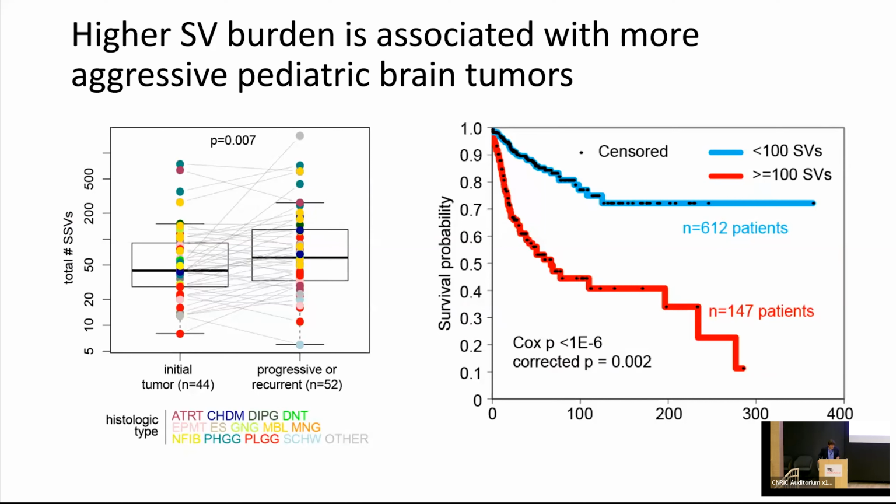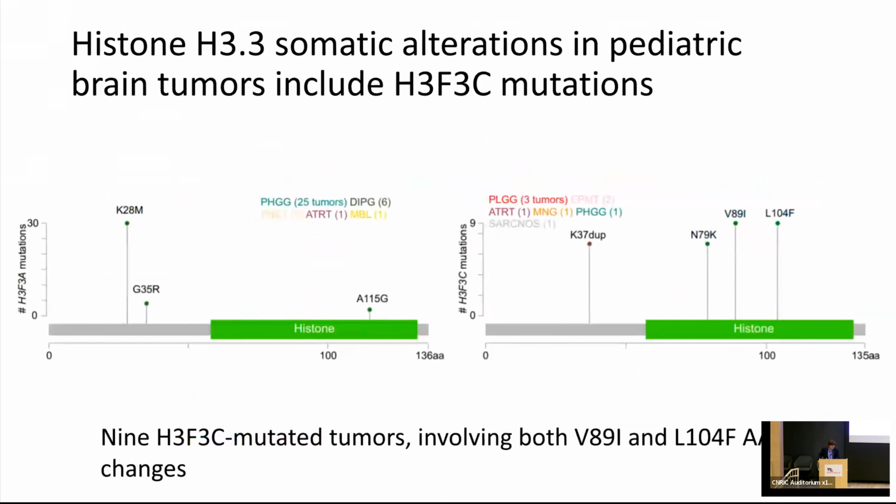And on the right, we find that those patients for which their tumors had a high number of SVs detected tended to have a much worse overall survival as compared to patients with a lower number of SVs. And both of these analyses would correct for histology. So histology would not be able to explain the associations we see here. Now, when we made a search for somatic DNA alterations that could be associated with SV burden, we came across these Histone H3.3 somatic alterations in pediatric brain tumors, which would include H3F3C mutations.